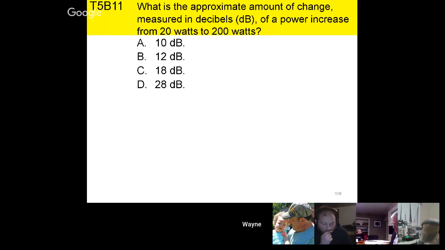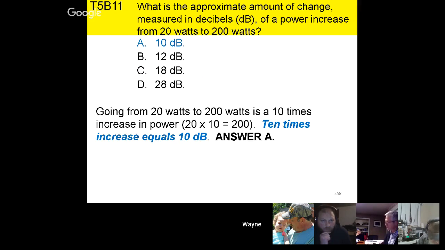What is the approximate amount of change measured in decibels of the power increase from 20 watts to 200 watts? However, you will need that formula information, but it's probably best to just remember this one. Measuring the amount of change in decibels of a power increase from 20 watts to 200 watts, it's going to be 10 dB. So 20 times 10 equals 200. It's a 10 times increase in power.